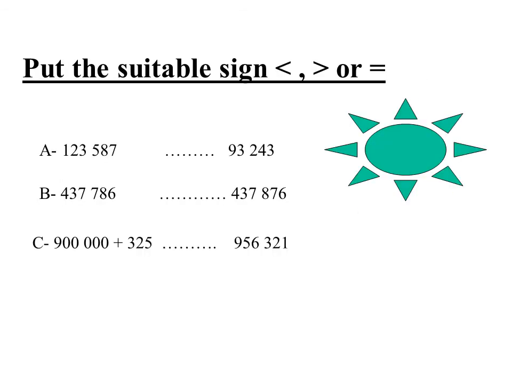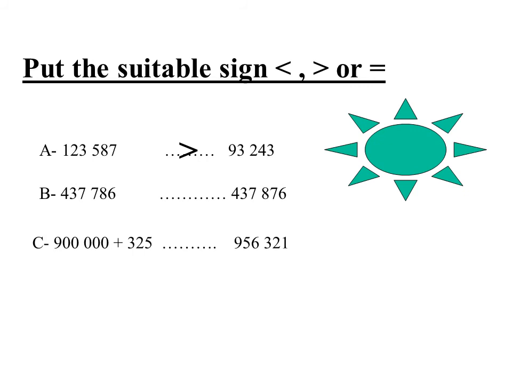Put the suitable sign: smaller than, greater than, or equal to. Now we have 2 numbers to compare. The first number is 123,587 and the next number is 93,243. As we said, first we have to count the digits. The first number has 6 digits and the second number has just 5 digits. As we said, the number which has more digits is the greater. So 123,587 is greater than 93,243.